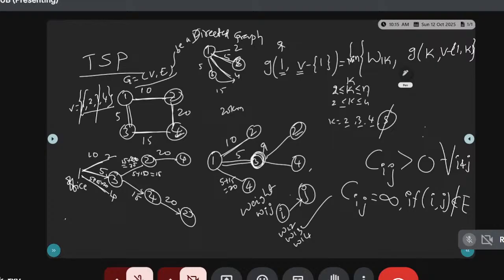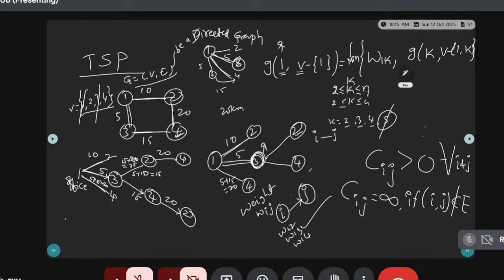See here, normally Cij represents the cost between node i to node j. Between the nodes i comma j, the cost will be represented by Cij. And this Cij is always greater than 0 for all i comma j. ఎప్పుడైనా గ్రేటర్ దెన్ జీరోనే ఉంటుంది, రైట్? వన్ రూల్.